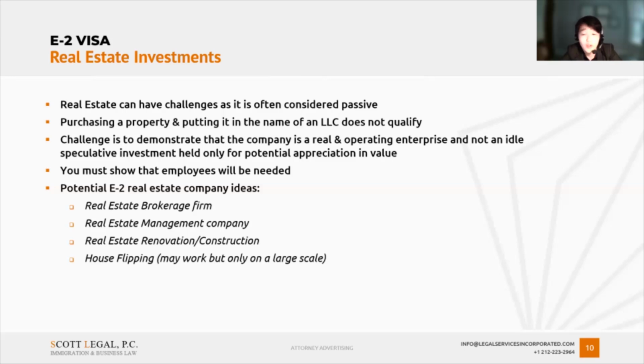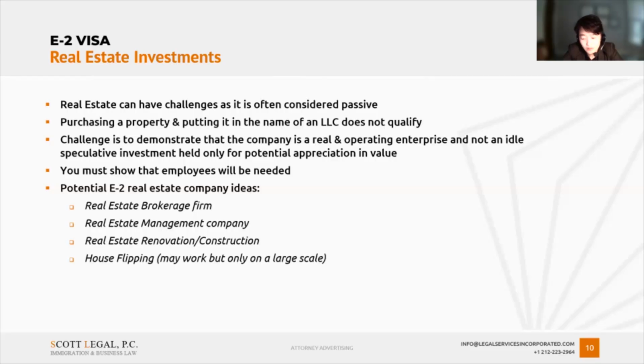And as Yongki mentioned before, one of the requirements of the E-2 visa eligibility is that you're coming in to develop and direct an active and operating business. Unfortunately, passive investments don't meet the test. So really the challenge is to demonstrate that you're investing in a real company that is going to be real and operating, providing actual goods or services, and not an idle speculative investment held only for potential appreciation in value. Similarly, the hiring of U.S. employees is a very important part of the E-2 visa program.